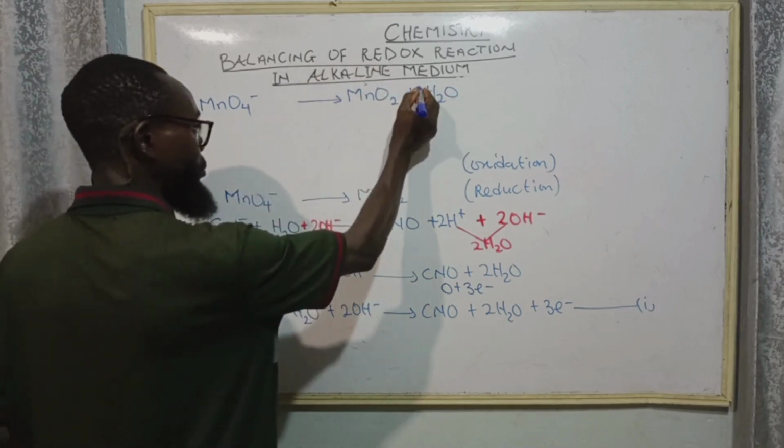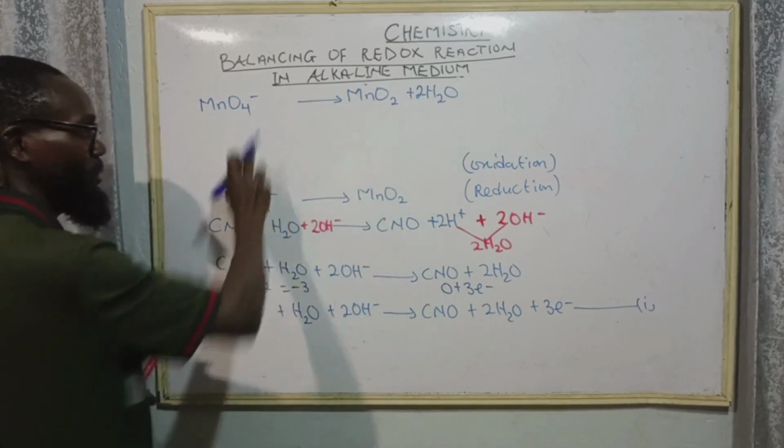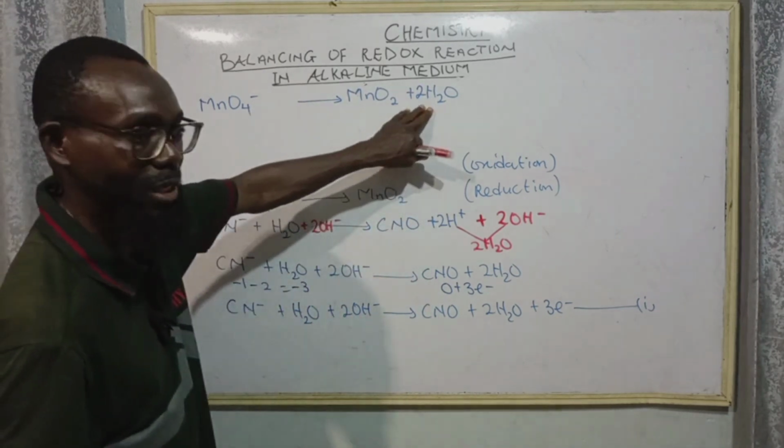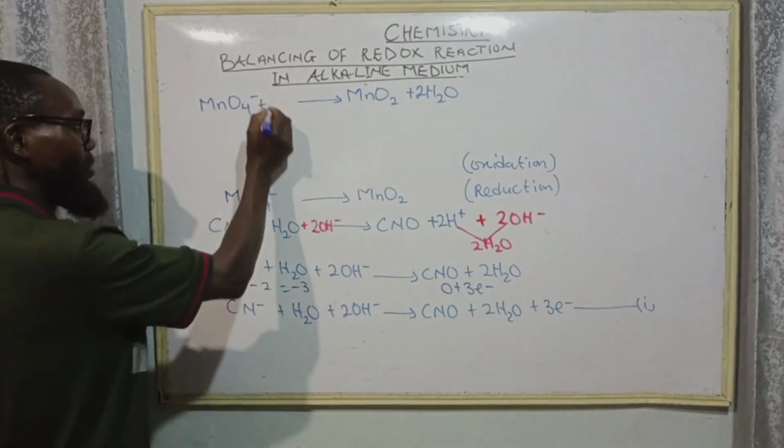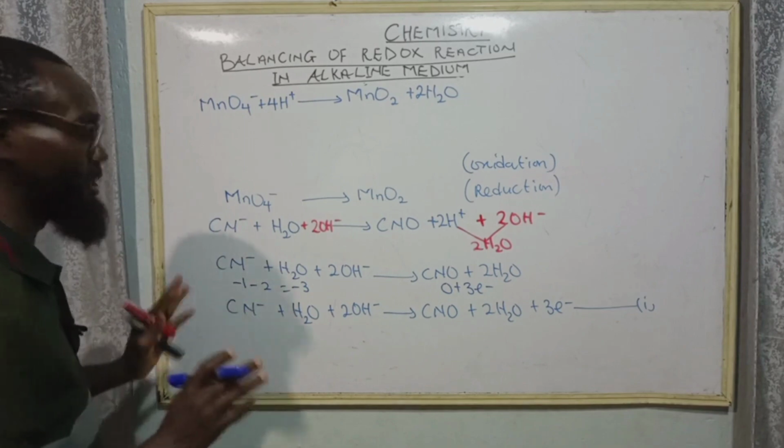Okay, let me add 2 here. So oxygen has become 2 here. 2 plus 2, we have what? 4. Okay, but hydrogen is 4 here. So I have to add hydrogen here. 4H plus. Now hydrogen is balanced, oxygen is balanced.